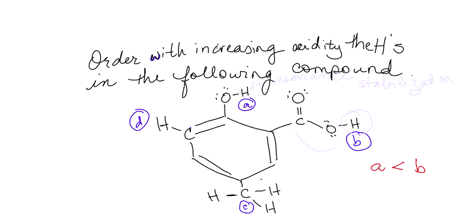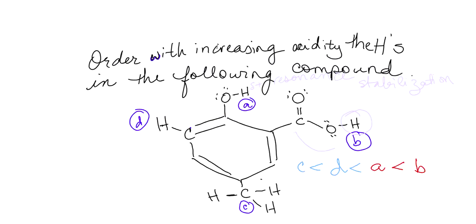So what we find then is that B is much more acidic than A, which is much more acidic than D. We still have some resonance here, which is more acidic than C. And so that's how we would use our knowledge of our structures in order to help us to determine which is the most acidic hydrogen.